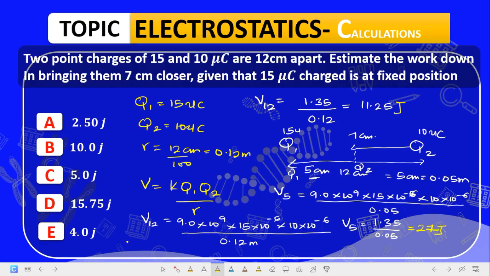Now to calculate the work done in bringing them together, it will be the difference between this and this. Now the difference between those two will be what? Let's do that quickly. The work done will be equal to the difference between 27 joules and 11.25 joules. Now W will be equal to 27 joules minus 11.25 joules, which is what?